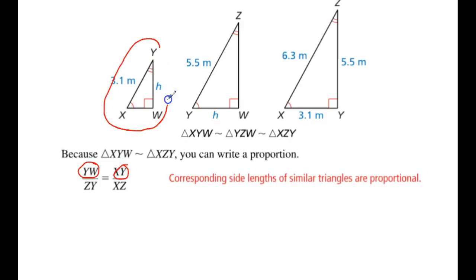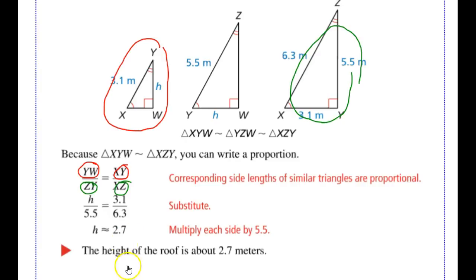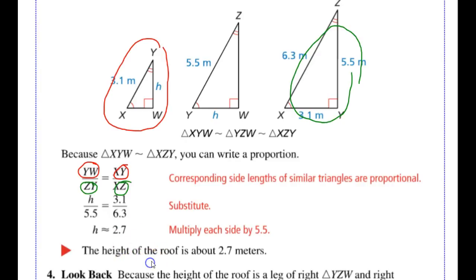That's my little triangle stuff over the big triangle. As long as I have that set up, then I know that I've got my proportion set up correctly. So now that I have this, I go ahead and substitute the information from the triangles, and I can cross multiply. So 3.1 times 5.5 and h times 6.3. Then I divide. So I simplify, and I find that h is approximately 2.7. So the height of the roof is 2.7 meters.